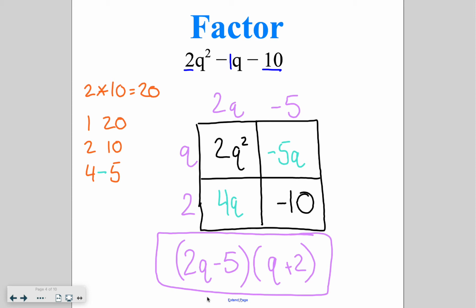Once again, just like with the last video, you could list those in either order, q plus 2 times 2q minus 5.